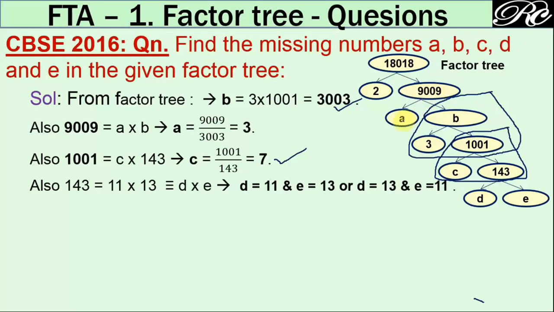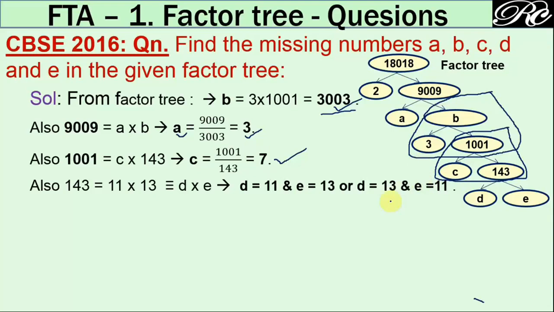Now if we go for this segment, 9009, it is broken into A and B. So 9009 is equal to A into B. Therefore A can be calculated because B we have already calculated here, 3003. So it is 9009 by 3003, it is 3.